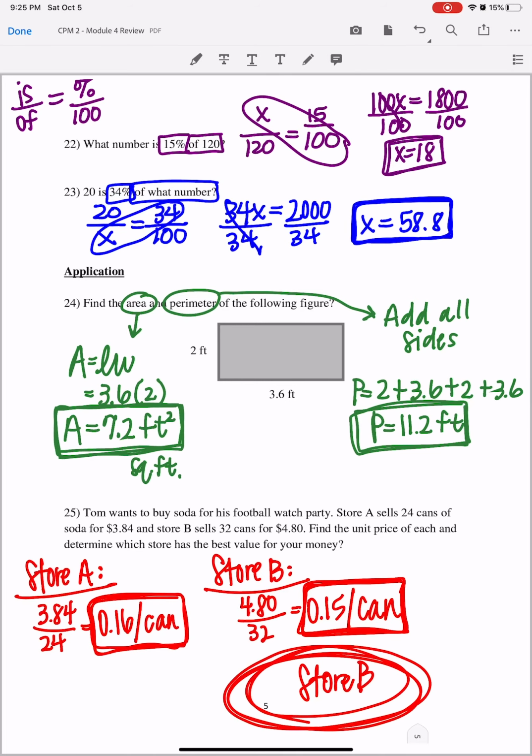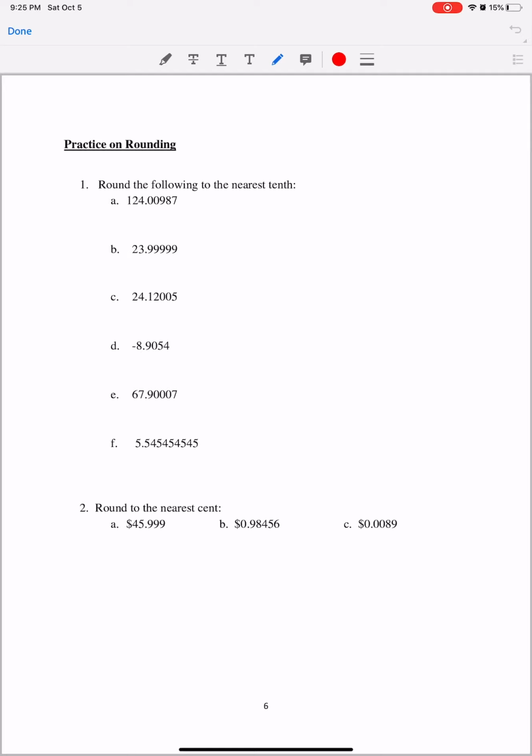All right, and then your last page is just nothing but rounding. So, rounding practice number 1, round the following to the nearest tenth. Tenth means 1 decimal. So this first 0 is in my tenths place. We need to look at the one behind it to determine if that 0 stays the same or goes up. Because it's a 0, it's going to stay the same.